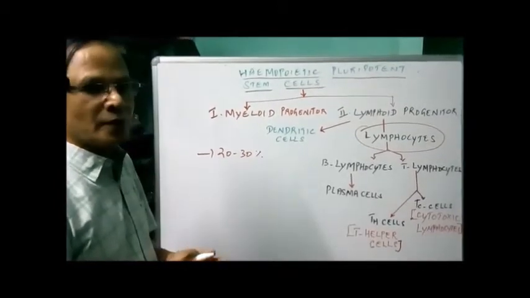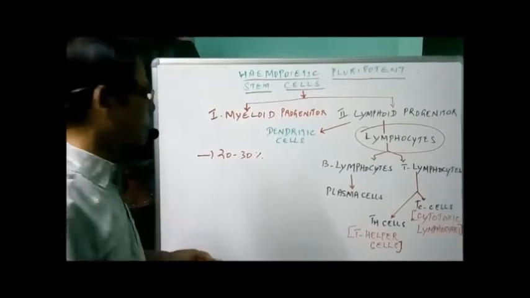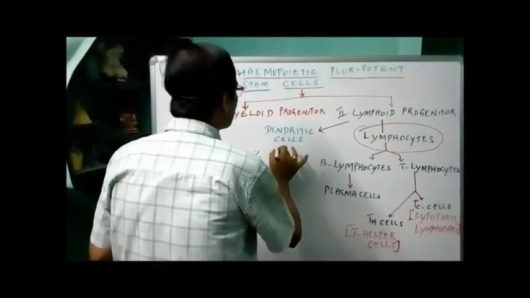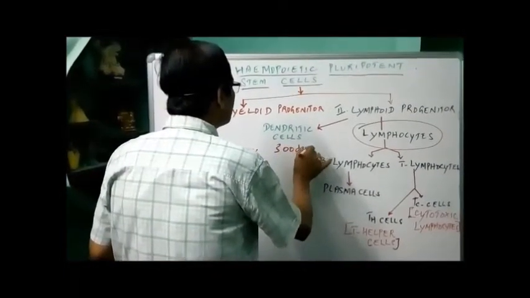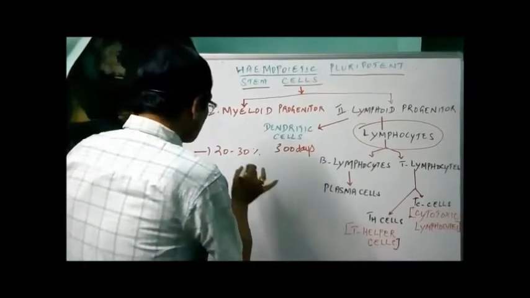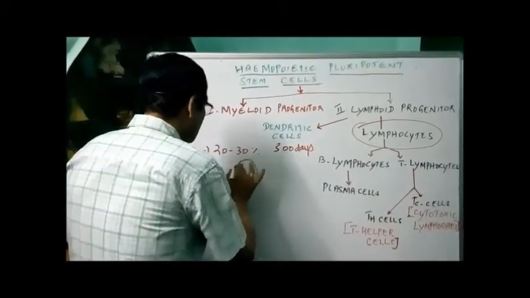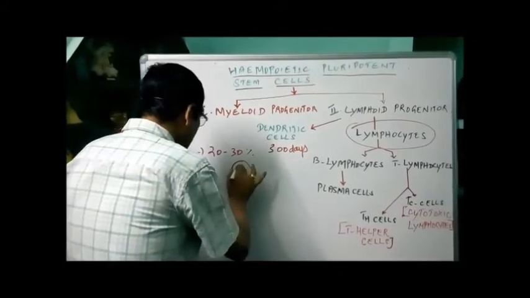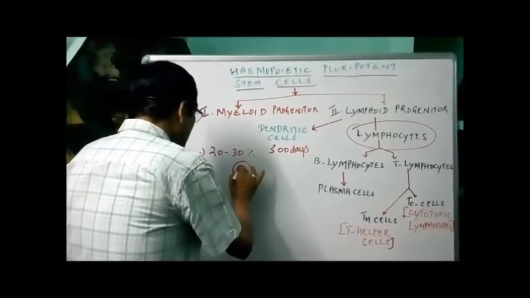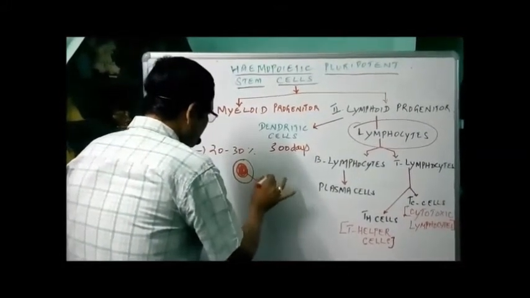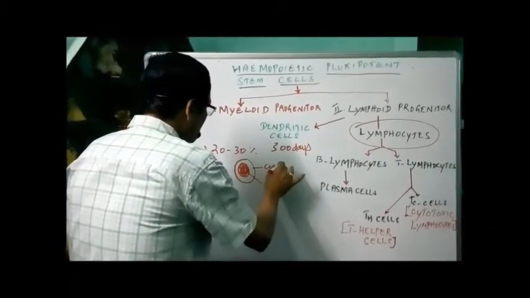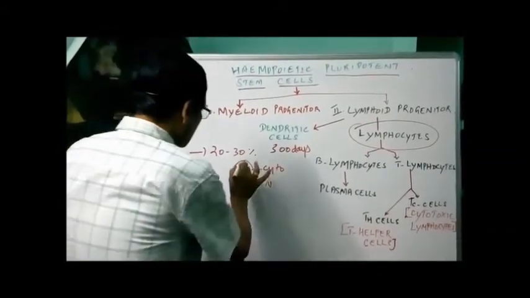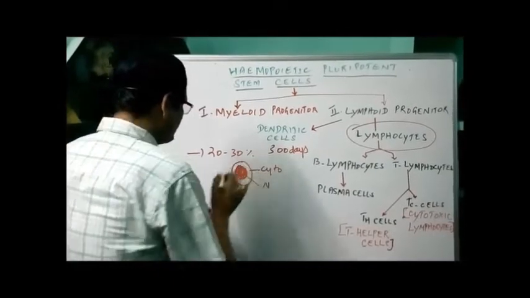Lymphocytes have a long lifespan of 300 days when compared to other cells. Each cell is more or less circular and small, having a large nucleus surrounded by a thin layer of cytoplasm. This is the nucleus and this is the cytoplasm. Large nucleus and a thin layer of cytoplasm.